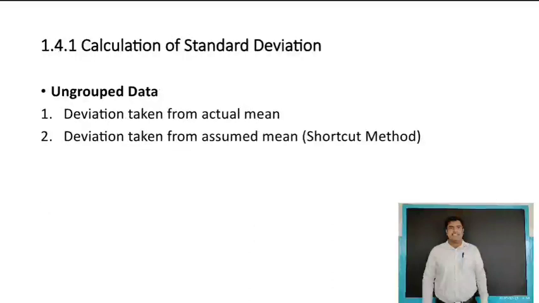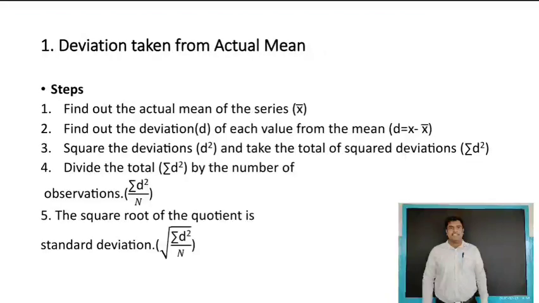Coming to the calculation part, in ungrouped data, there are two ways. One is taking deviations from the actual mean, and the second method is taking deviations from the assumed mean. Now we shall understand how to calculate standard deviation by taking deviations from the actual mean. The first step is to find out the actual mean. We have already said how mean is calculated, that is sigma x by n.